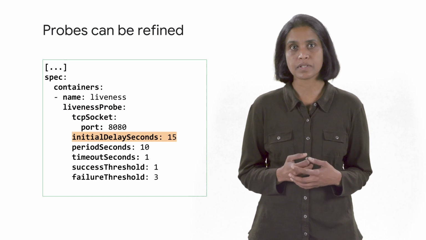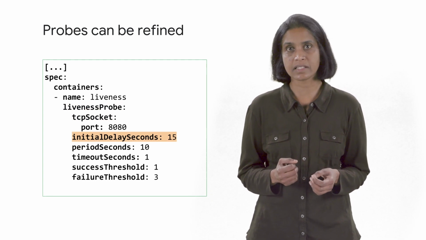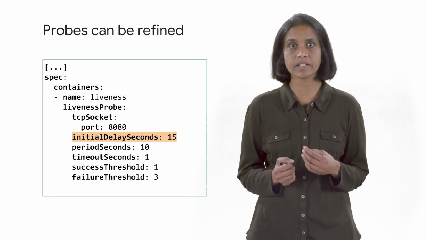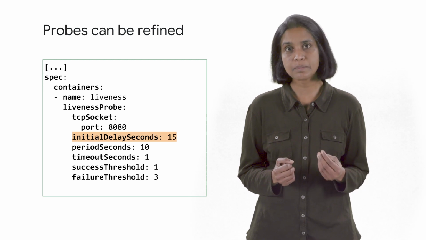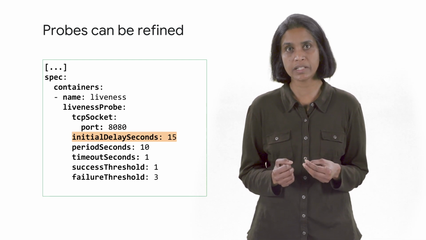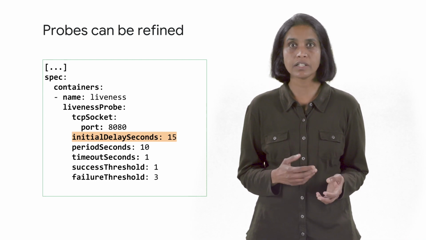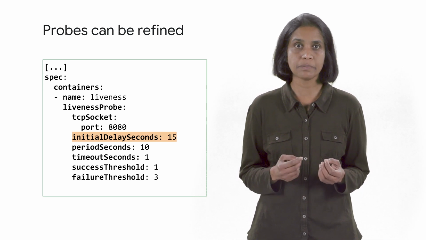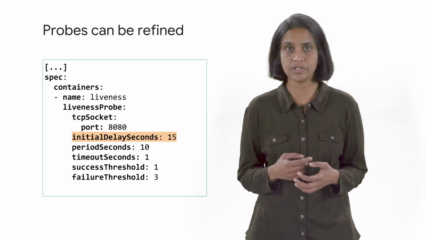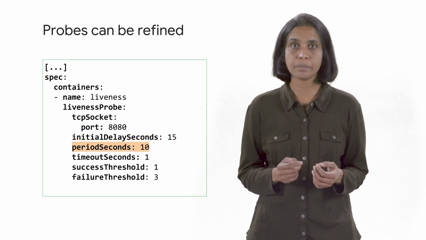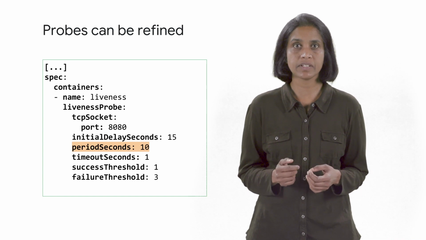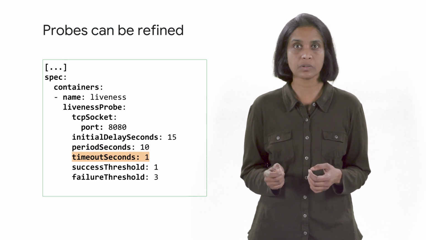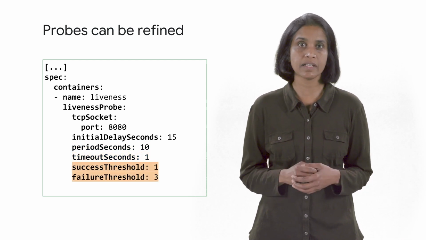You can refine these probes. The initial delay seconds field sets the number of seconds to wait before liveness or readiness probes can be initiated. It's important to ensure that the probe isn't initiated before the application is ready. Otherwise, the containers will be thrashed in a continuous loop. This value should be updated if your application boot time changes. The period seconds field defines the interval between probe tests. The timeout seconds field defines the probe timeout, and success and failure threshold fields can also be set.